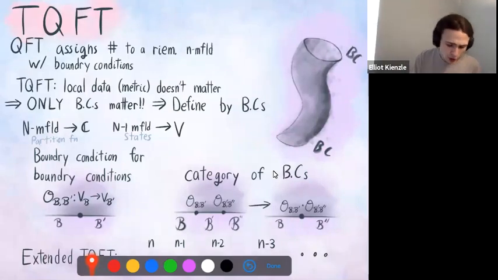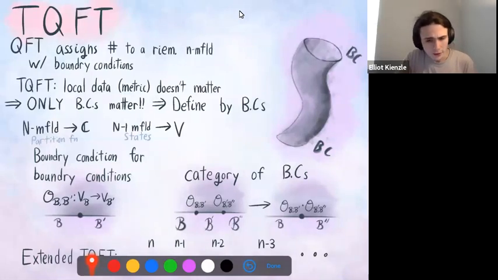Now, the topological quantum field theory, we're imposing that the local data doesn't matter at all. The local data in this case being the metric. Now, if the local data doesn't matter, then what that effectively means is that the only thing that does matter are the boundary conditions. Because effectively, you can take the boundary conditions and just extend the solutions of them out over the whole manifold, because it doesn't matter what the local stuff is.